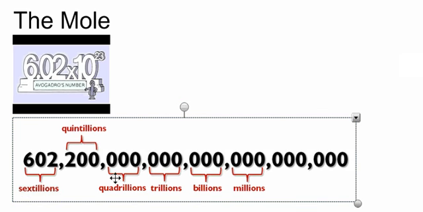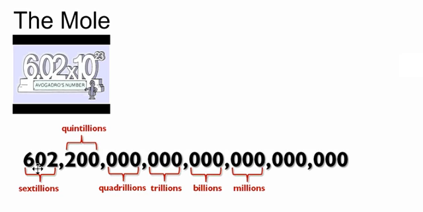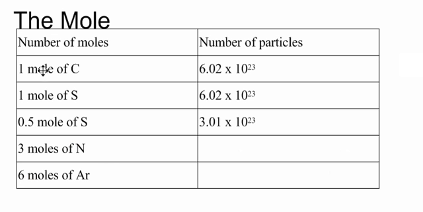So if you have 1 mole of anything, it is equal to this number. So if you have 1 mole of carbon, that is equal to 6.02 times 10 to the 23 particles of carbon. Same goes for 1 mole of sulfur. It's that number of particles of sulfur. You can scale these numbers up and down, so half a mole of sulfur will be half 6.02 times 10 to the 23.